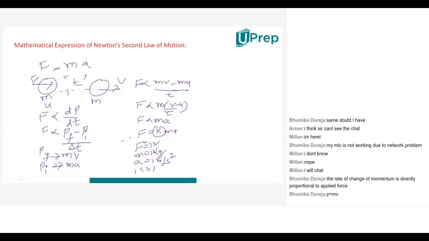Arnav, can you hear me or not? Yes, sir. So your voice was not reaching me since then. Okay, now it is clear. So F is equal to what is the equation? F equals ma. Very good. So this is Newton's second law of motion. And tell me again, what is Newton's second law of motion?